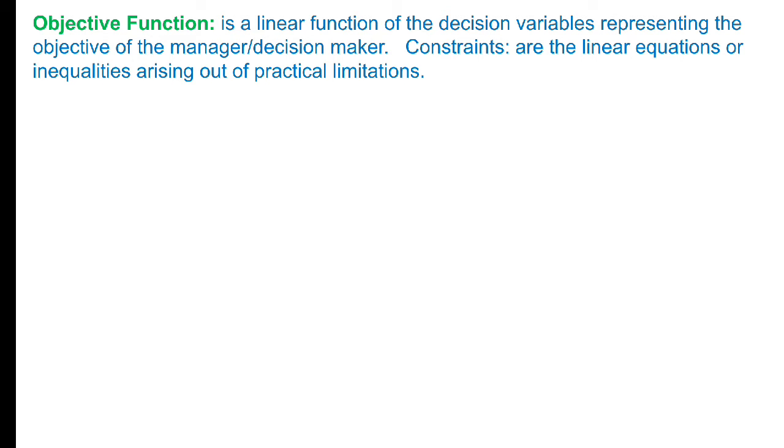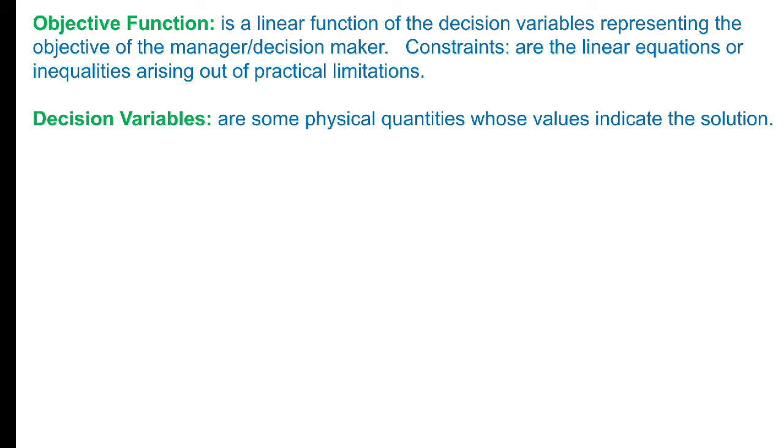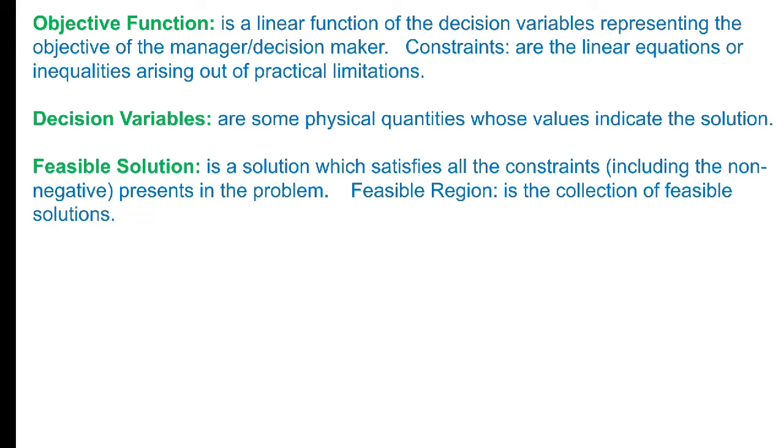The objective function is a linear function of the decision variables representing the objective of the manager. Constraints are the linear equations or inequalities arising out of practical limitations. Decision variables are physical quantities whose values indicate the solution, that is greater than, less than, like that. A feasible solution is a solution which satisfies all the constraints including the non-negativity conditions in the problem. The feasible region is a collection of feasible solutions.